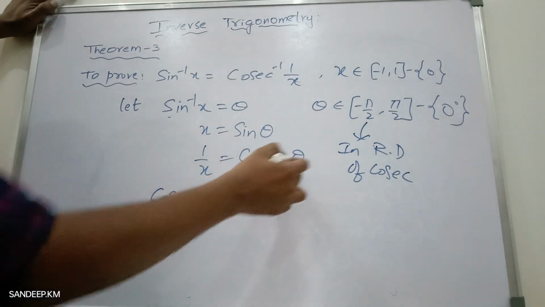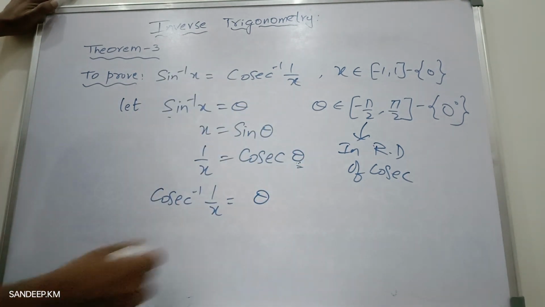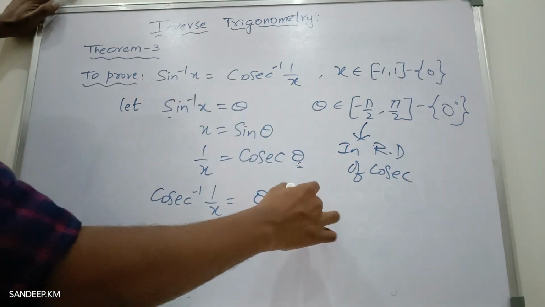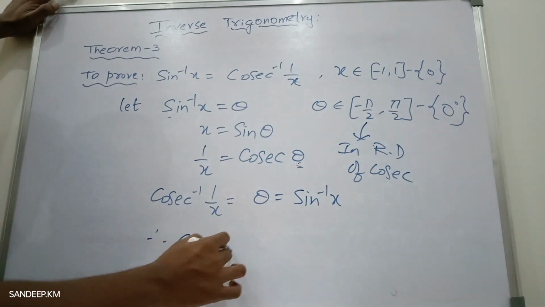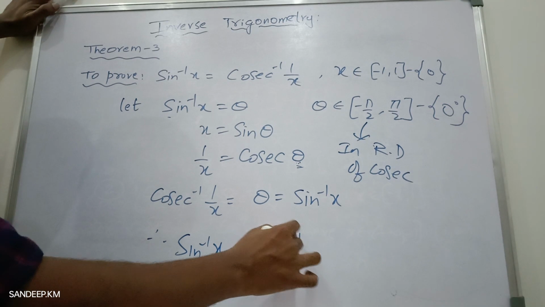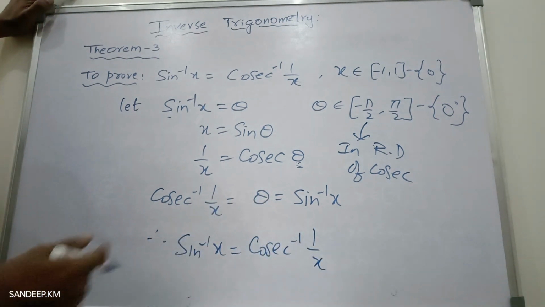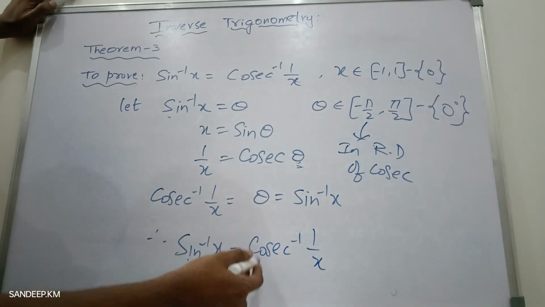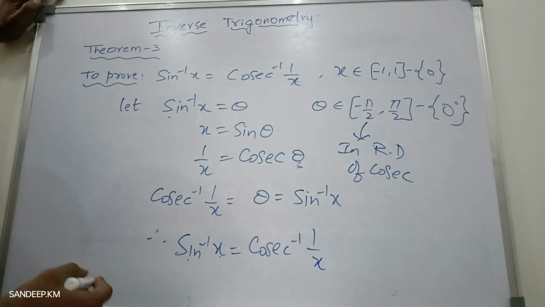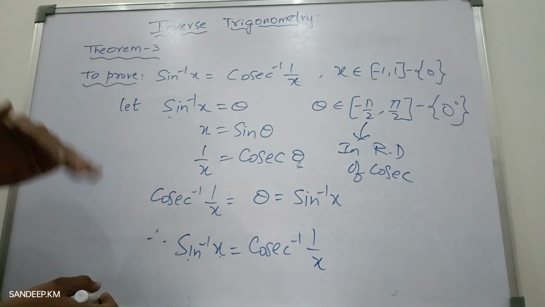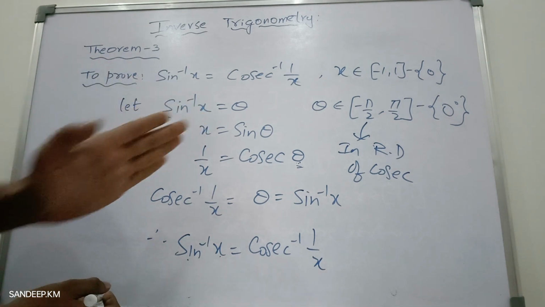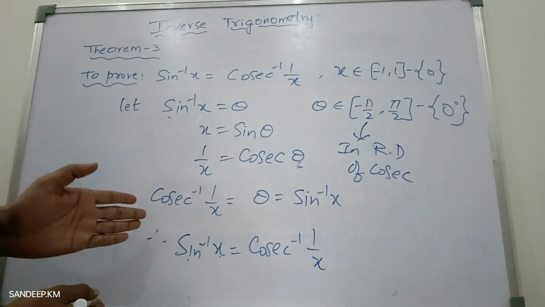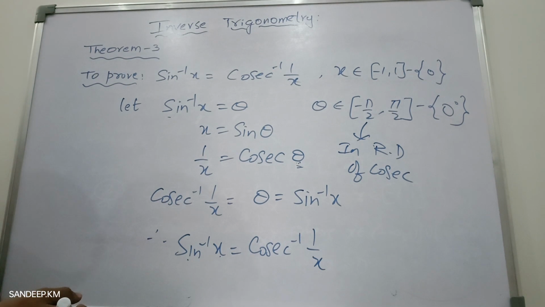And what is left out here? Theta. So theta is what? Sine inverse x. Therefore sine inverse x is equal to cosec inverse of 1 by x. Similarly, you can prove that cosec inverse x is equal to sine inverse of 1 by x. And in the same way you can prove the second one: cos inverse x is equal to sec inverse of 1 by x, and sec inverse x is equal to cos inverse of 1 by x. You can prove it.